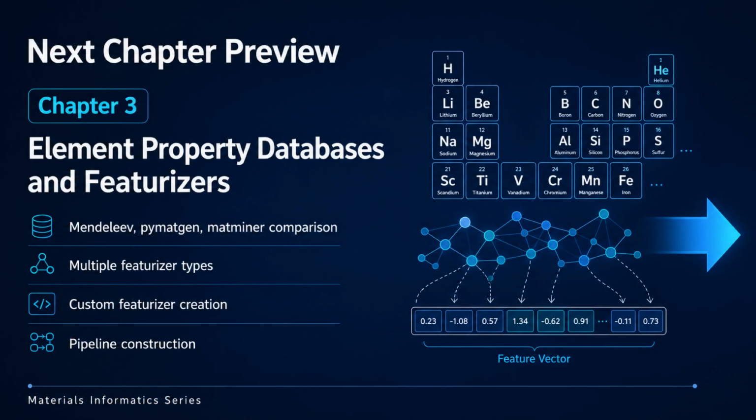In Chapter 3, we'll explore elemental property databases and featurizers in depth. We'll compare data sources: Mendeleev with comprehensive experimental data, Pymatgen with materials science focus, and Matminer with machine learning integration. We'll learn to use multiple featurizer types including element property, stoichiometry, and oxidation states. Finally, we'll create custom featurizers to add domain-specific elemental properties.